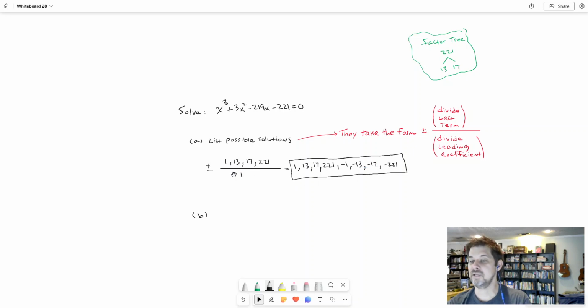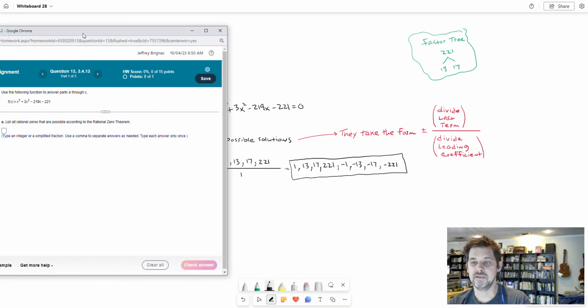If this happened to be a 2 down there, I would do 1 divided by 2, 13 divided by 2, 17. And it would change what this would look like, but as it is, I have a 1, but I just have to use those numbers and divide all the combinations. Okay. All right. So now let's put that in here, okay?